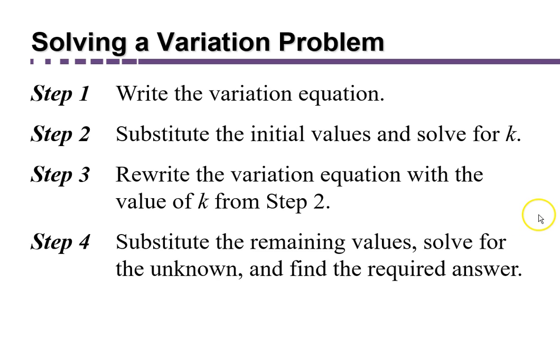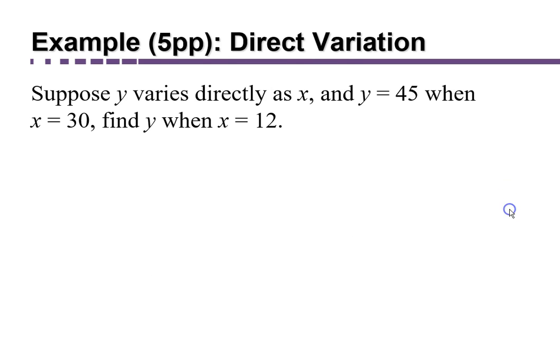Now, one of the things we're going to be doing is solving a variation problem. Step 1, write the variation equation, which is y equals kx. Substitute the initial values and solve for the letter k. Rewrite the original variation equation with the new value of k, and then substitute the remaining value to solve for the unknown letter and find the required answer. Well, these are the steps. You can write them down if you'd like, but I will show you them in some detail here.